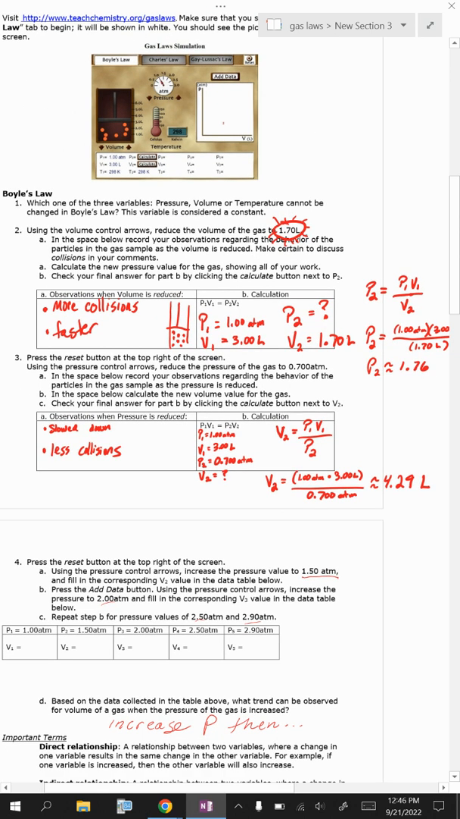We reduced our volume to 1.70. So my initial volume was 3 liters. My initial pressure was 1 atmosphere. I know my new volume is 1.70 liters. I just don't know what my new pressure becomes. I do know from observations that when I changed my volume, I actually got more collisions and the particles got faster.